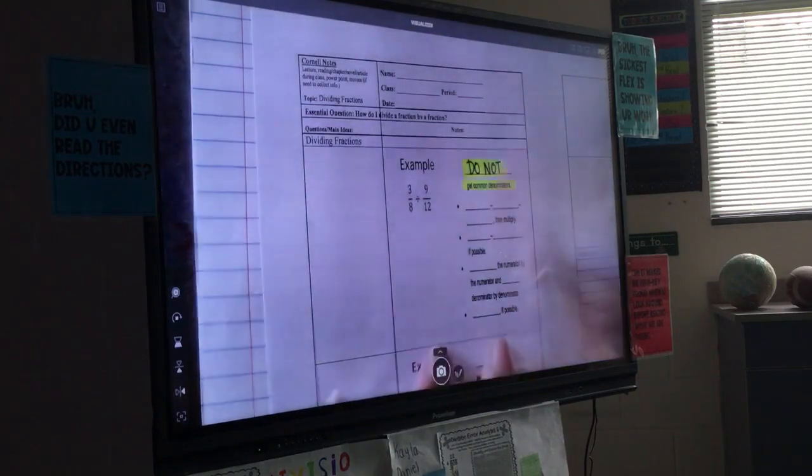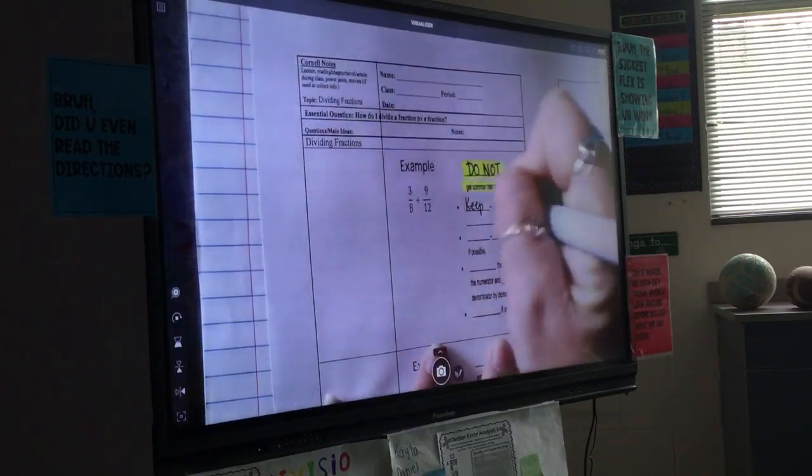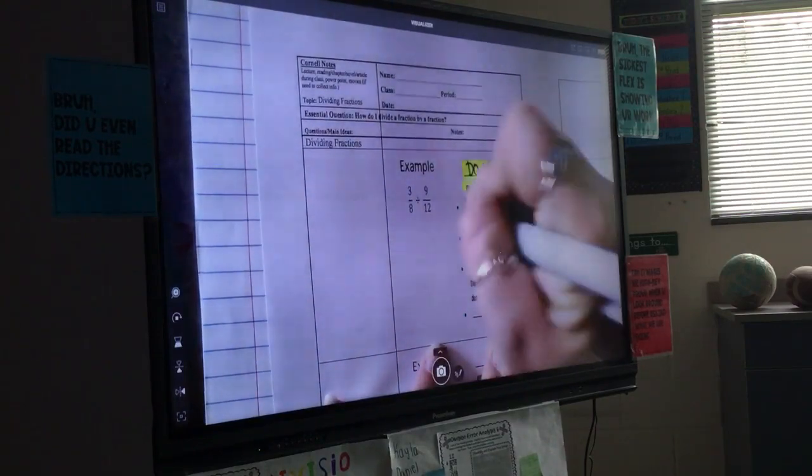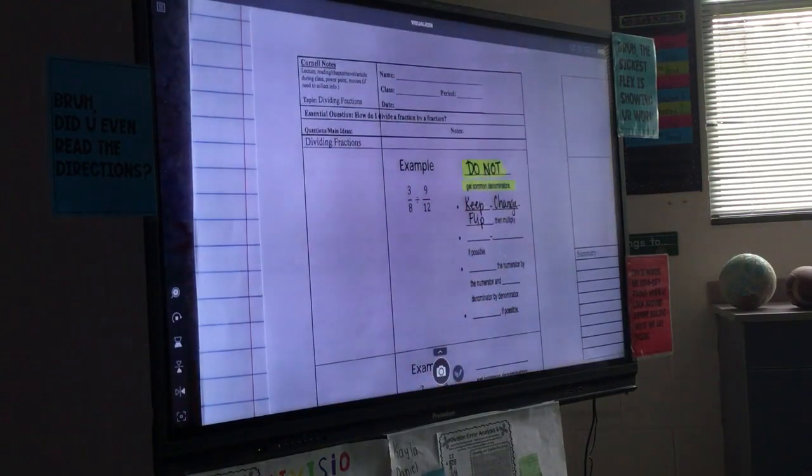The process that we do is keep, change, flip, and then we multiply. Now, this is a skill that I don't do. Some of you guys may know how to do it. I'm not saying you can't do it. I'm just saying I don't do it.